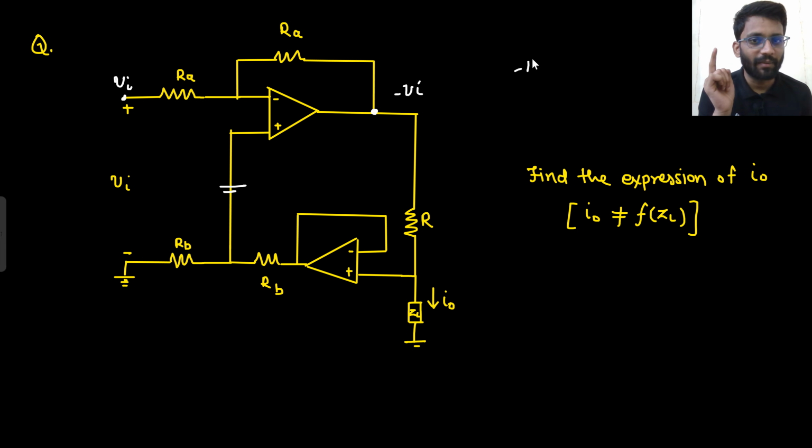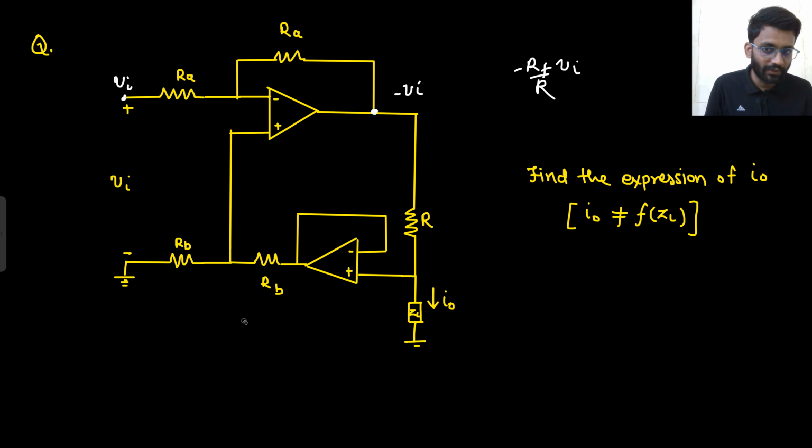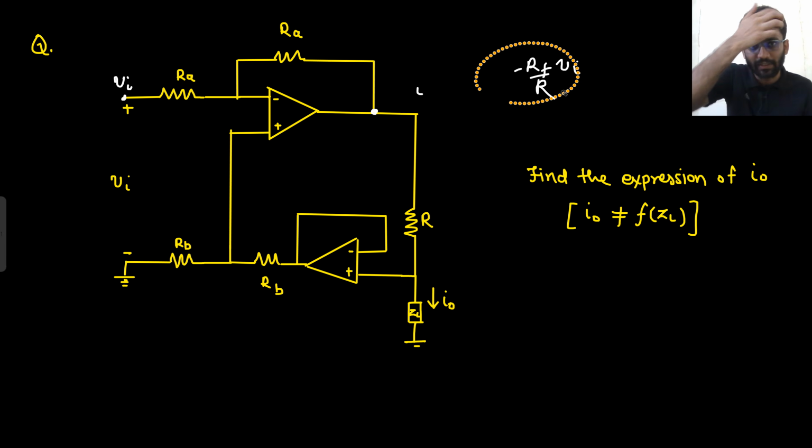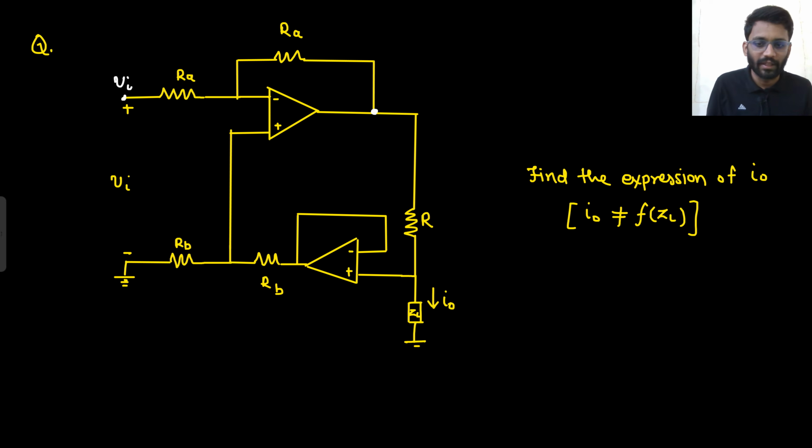The formula that we remember, minus RF by R into V in, would apply if this positive terminal was at 0. But this positive terminal is not at 0 now. Right? Ground is here, not here. So you can't say this will be minus V in. Many students can make this mistake, but I hope you didn't make this mistake.